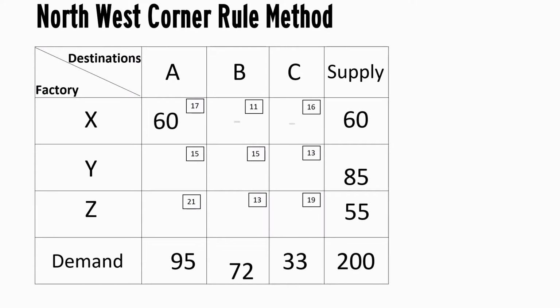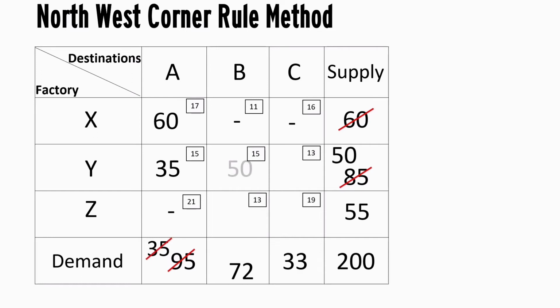This is because factory X has limited resources and it is exhausted. So we need to close the path of box XB and XC. It means that factory X cannot supply the goods to B and C. The demand of A is still unsatisfied by 35 units. Same, factory Y is able to supply up to 85 units, we allocate 35 units to box YA to satisfy the demand of A. The box ZA has to be closed as the demand of A is satisfied.